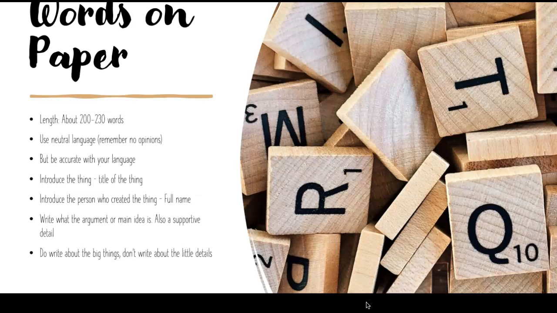When you're done with that, you're going to write what the argument or the main idea is. You usually want to write that in the same sentence. I'll show you an example here in a second. You also want to have some supportive detail. The supportive detail is what the person who created the thing wrote or said to support their main idea. Then you do want to write all the big things, but you don't want to write the small details. I know I've said that at least three times already, but this is important. This is where students mess up a little bit, so I want you to make sure that the details are big and important.